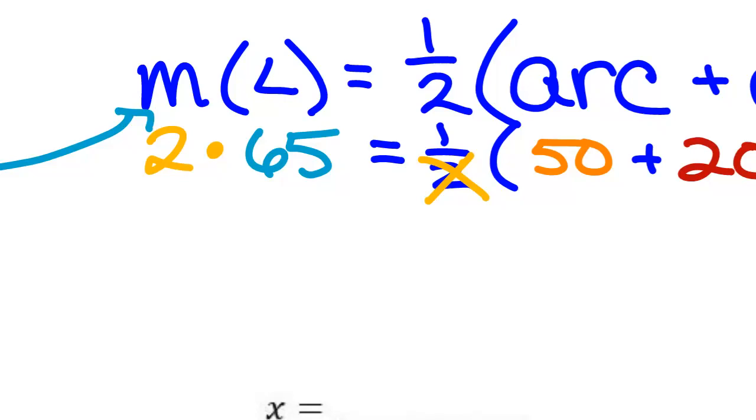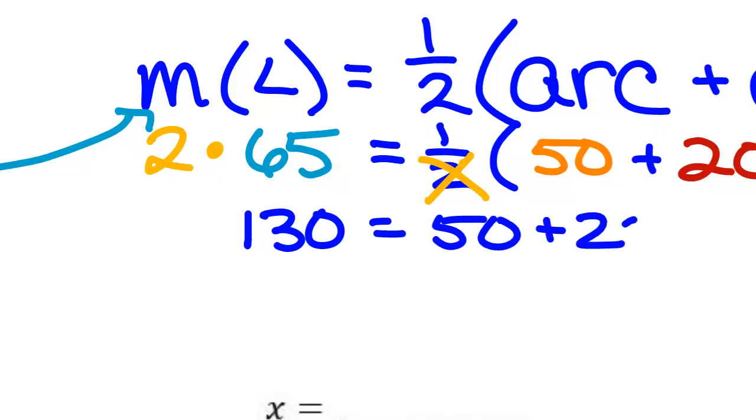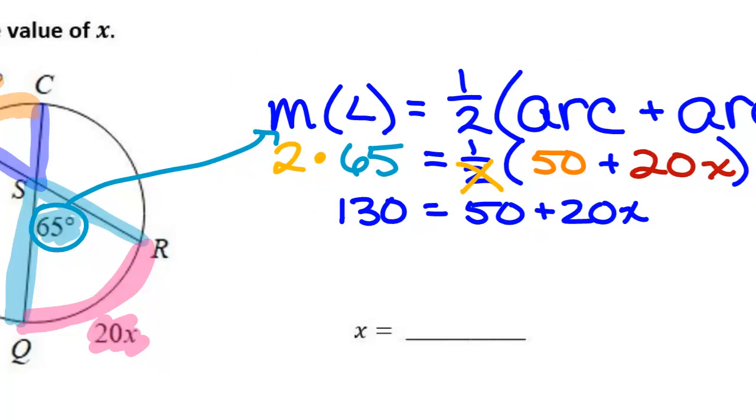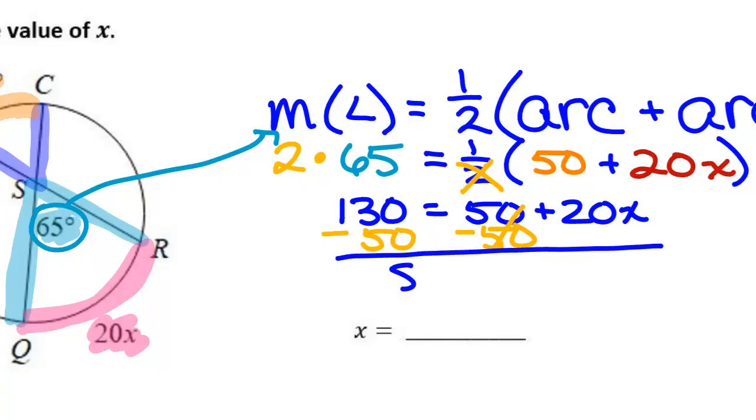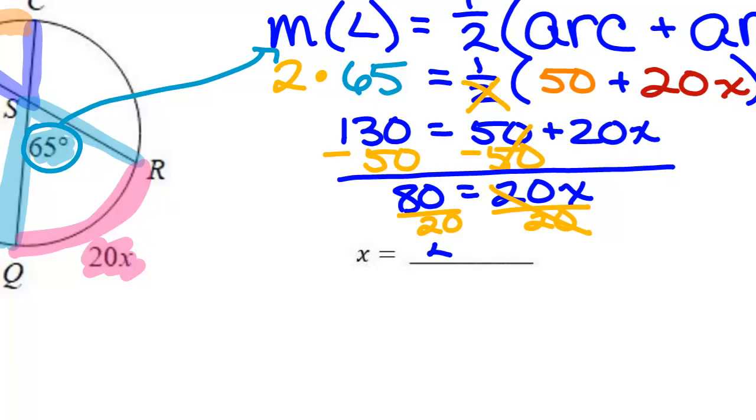So then I have 2 times 65, which is 130, equals 50 plus 20x. What would I do now? Subtract 50 from 130. What is 130 minus 50? 80 equals 20x. Then we divide both sides by 20. And we get that x is what? X is 4.